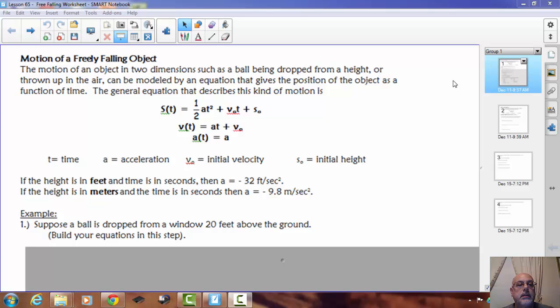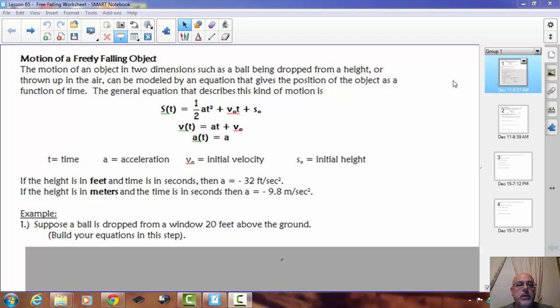This lesson is regarding the motion of a free-flowing object. So we've spent a couple of days looking at particle motion problems. These are problems, motion of an object in 2 dimensions. For instance, the ball being dropped from a height or thrown up in the air can be modeled by an equation that gives the position of the object as a function of time, which is pretty much what we've been looking at, S of t.